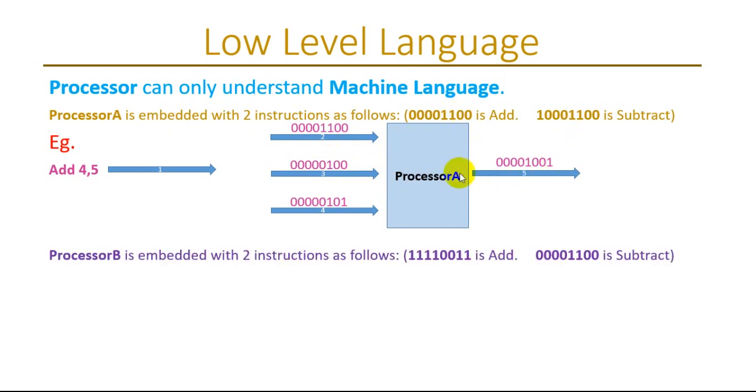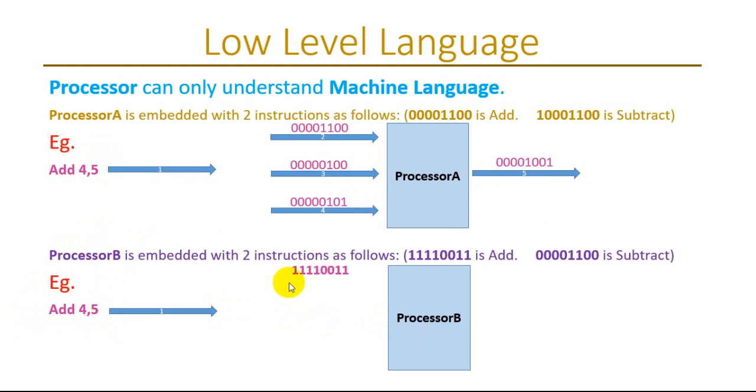Right. Let's take processor B. In processor B, add is different. As you see, this one's add and this one's add is different. This one's subtract is similar to add here, but in this one it is subtract. So here again, if you want to give add 4, 5, same instruction now in a different processor. Earlier we gave this instruction for processor A. Now we are going to give the same instruction for processor B, add 4 plus 5, same thing.